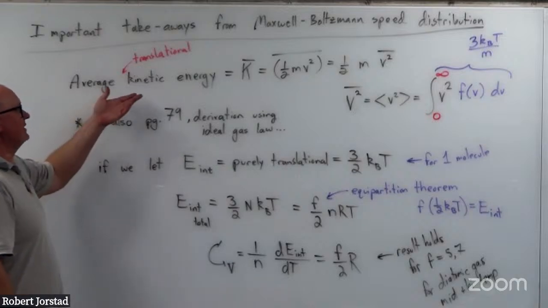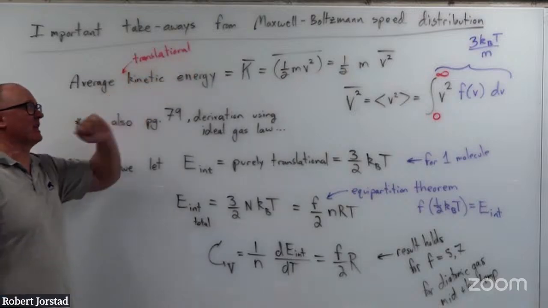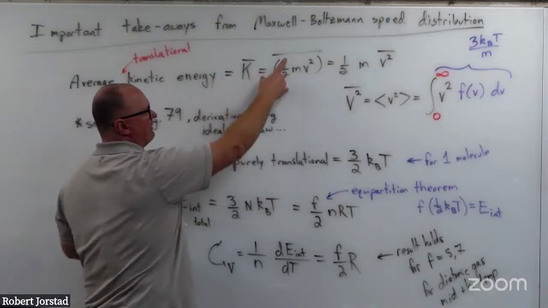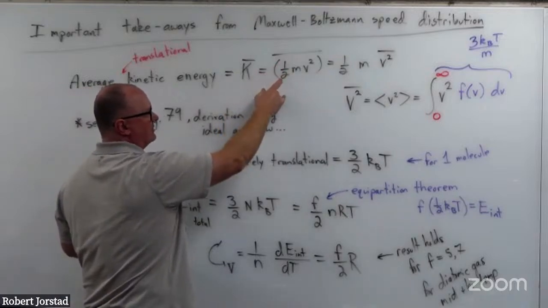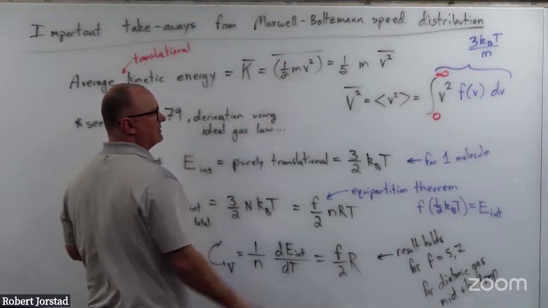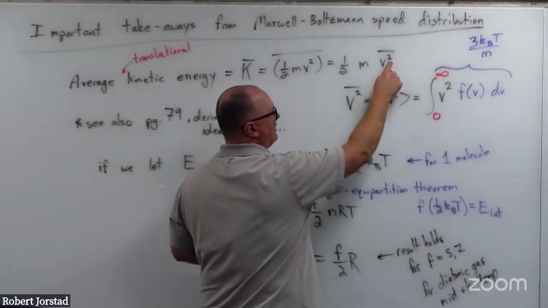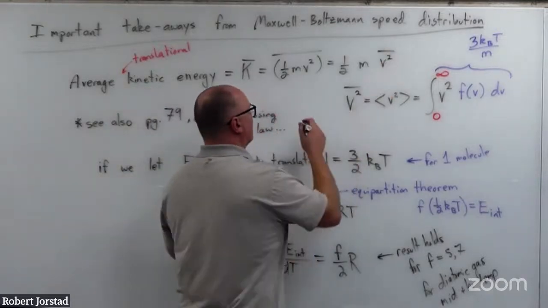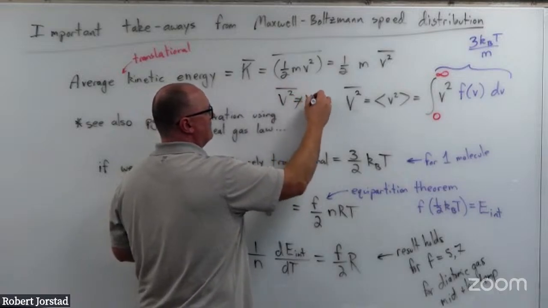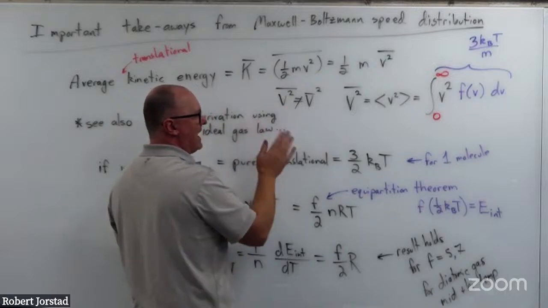So the average kinetic energy, and by that I mean translational kinetic energy, would be K bar, which is the average of this function, which is 1/2 mv squared. Well, 1/2 and m don't need to be averaged. They're just the mass of the molecule and some number. So notice this is v squared bar. I want to be clear about this. v squared bar is not necessarily v bar squared. The order of where you put the bar matters here.